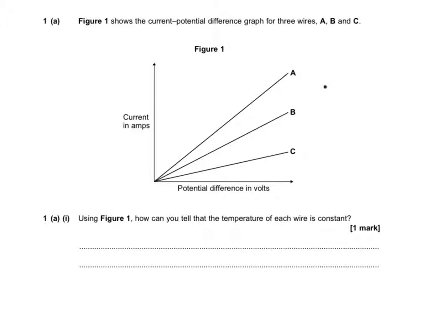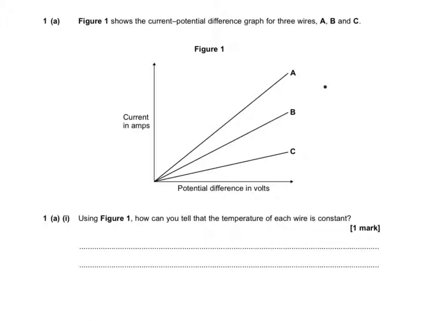In the first part of the question, you're given figure 1, which shows the current potential difference graph of the three wires A, B and C. Using figure 1, how can you tell the temperature of each wire is constant? So what do you notice about the three lines? Well, they're all directly proportional, they're all straight lines, and either one of those things will get you the mark.